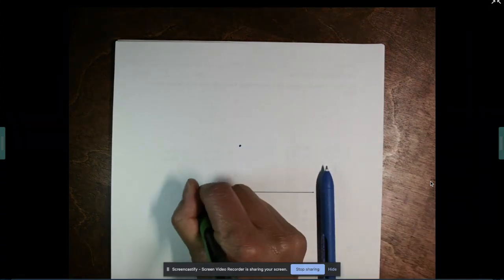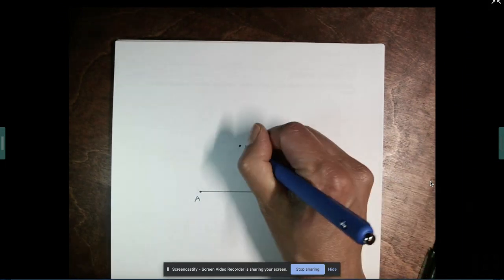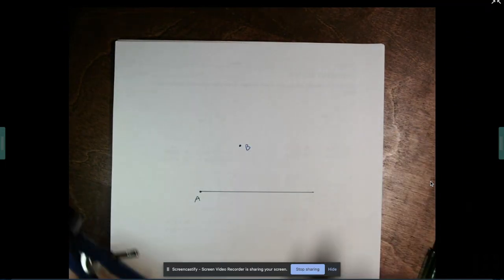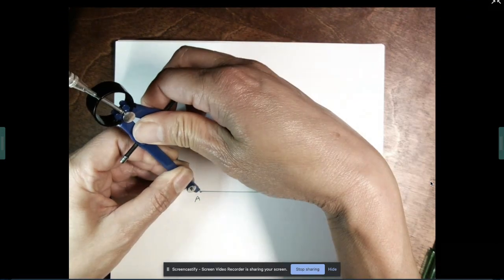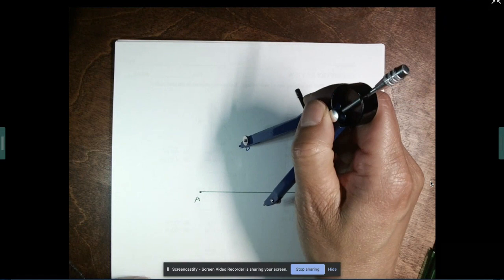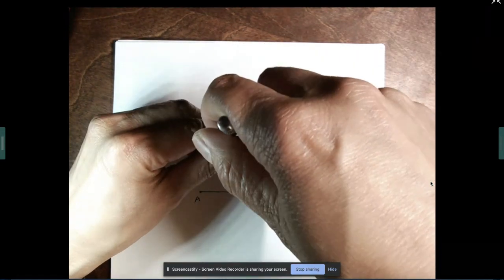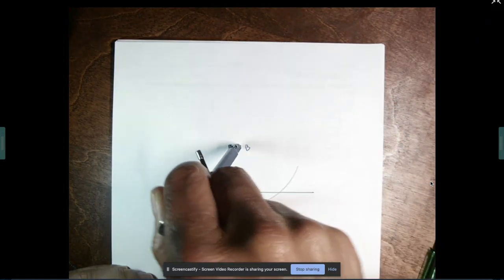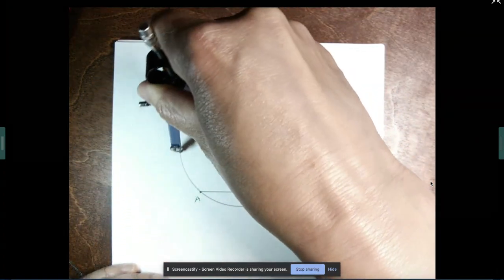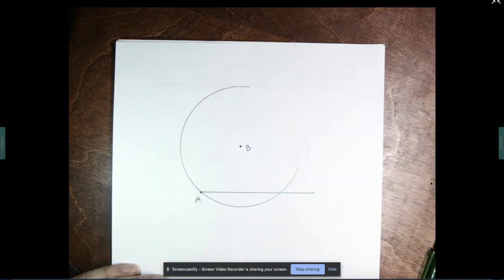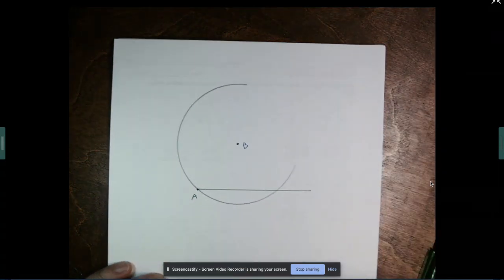Let's call this point A. Let's call this point B. So just open up your compass from A to B. Okay, and put your compass on B, and just strike a really long arc that goes all the way through and going all the way around. You could actually complete the circle if you wanted to.